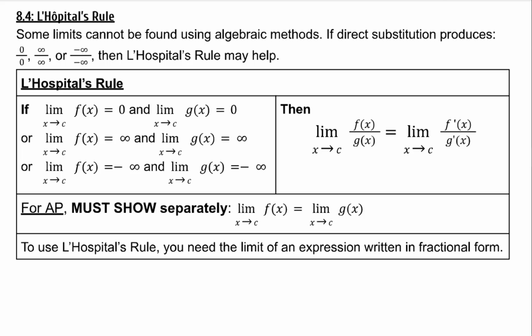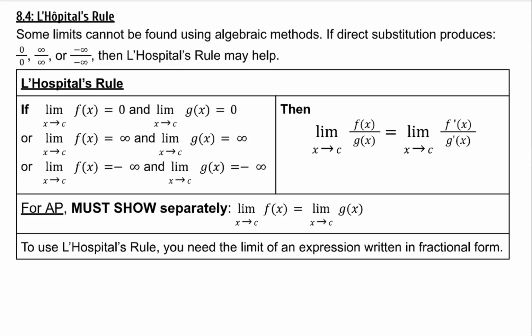Some limits cannot be found using algebraic methods. If direct substitution produces 0 over 0, infinity over infinity, or negative infinity over negative infinity, then L'Hopital's rule may help. L'Hopital's rule says that the limit as x approaches c of the numerator over the denominator, some function over another function, is equal to the limit as x approaches c of the numerator's derivative over the denominator's derivative.